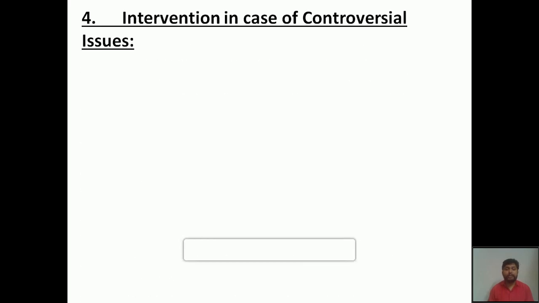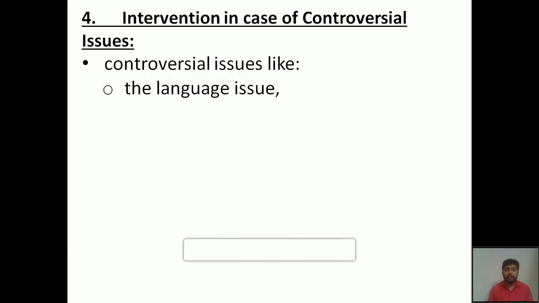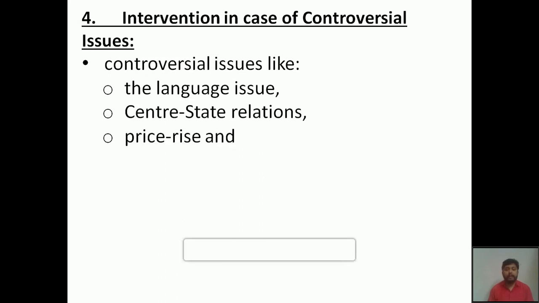The fourth point is intervention in case of controversial issues. In time, there will be a number of controversial issues like the language issue, then center-state relations. There will be a number of problems between a number of states, and all those things will come under discussion in the Parliament. Then price rise, the price of basic needs or basic things will increase, or there will be a hike in the price of different things. All those things will be important topics which we will be discussing in the Parliament, or atrocities on women.